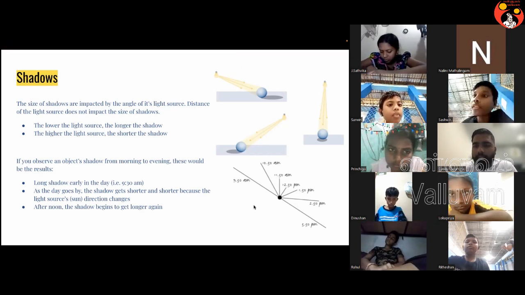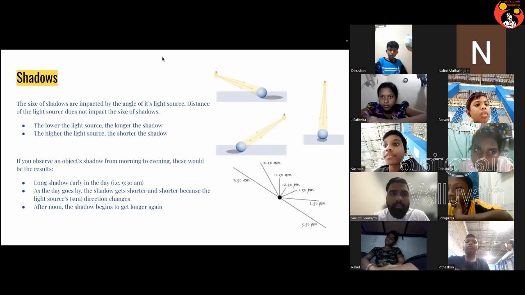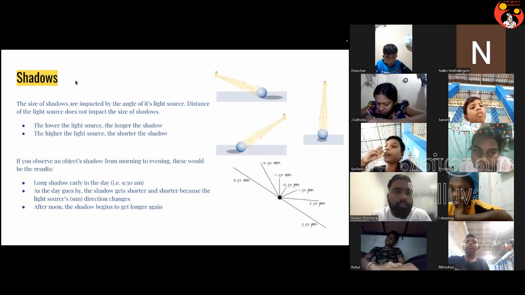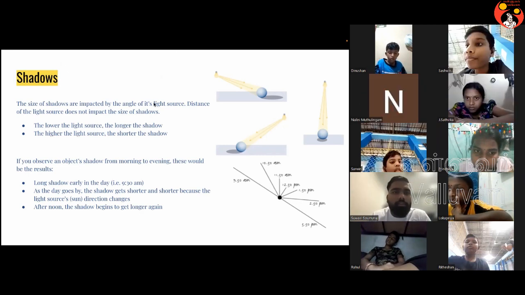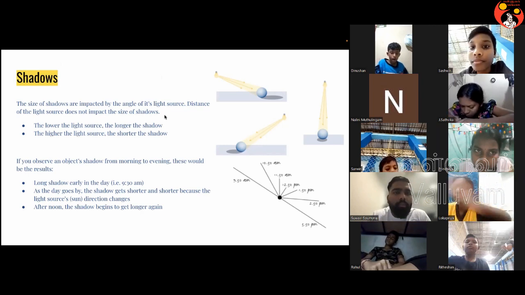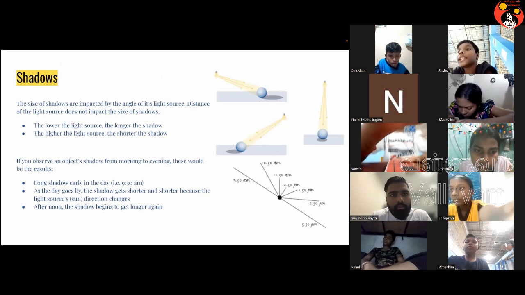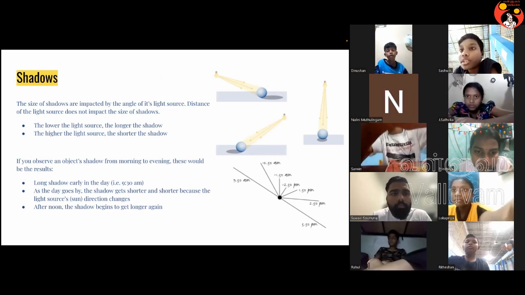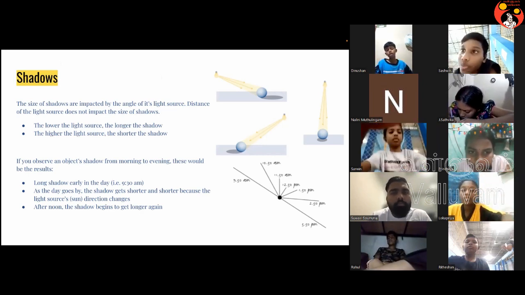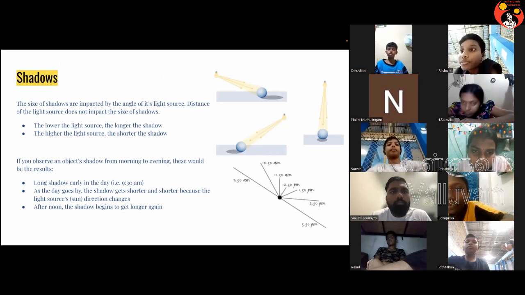Dinishan, you were asking about the diagram. Does that make sense now that we went through that one? Sure. Do you have any questions? Hold on, Sashwin. I see Dinishan's hand. Yeah? What is, sir? I cannot understand, sir. If you observe an object shadow from morning to evening.